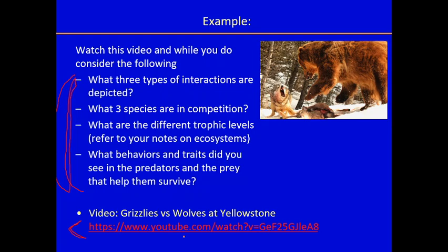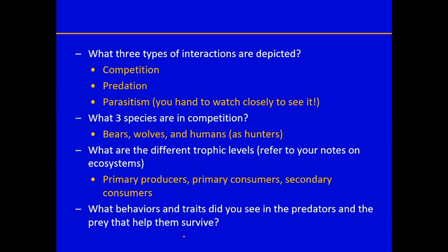Okay, assuming you've now watched the video, let's take a look at what some of the take-home messages are. What are the 3 types of interactions depicted? Well, clearly one is competition. That would be between the bears and the, well, we'll get to that in a minute. Competition was one. Predation was another, because we're talking about 2 predators in the ecosystem.